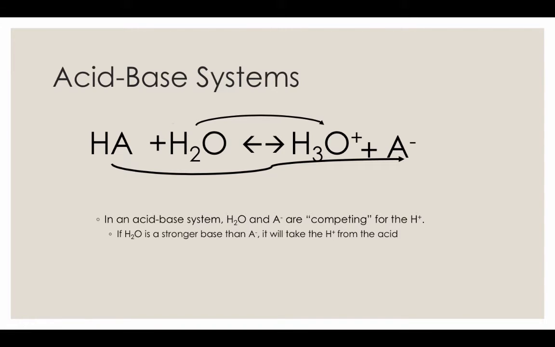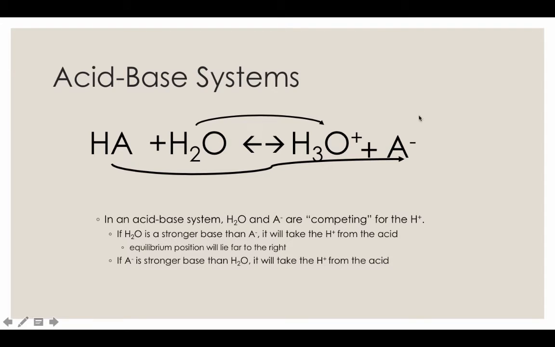If H2O is a stronger base than A-, that means it's more able to take H+. So it will take an H+ from HA, thus causing the reaction to go in the forward direction. The equilibrium position then will lie far to the right. On the other hand, if A- is a stronger base than H2O, it will be better able to take H+. It will take those H+ from H3O+, causing the reaction to go in the reverse direction, and the equilibrium position will lie far to the left.